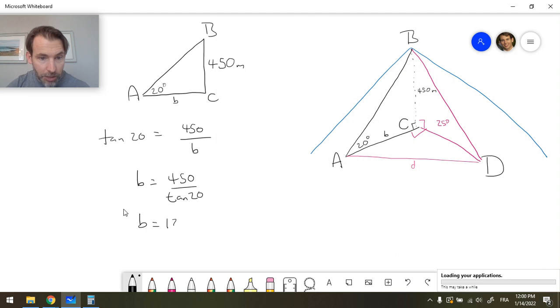B is equal to 1236 meters. Now, we also want this side so that we can find out, they go up the chairlift, they ski down on a different slope, which is steeper. So they come down faster because they're coming down at a 25-degree angle here.